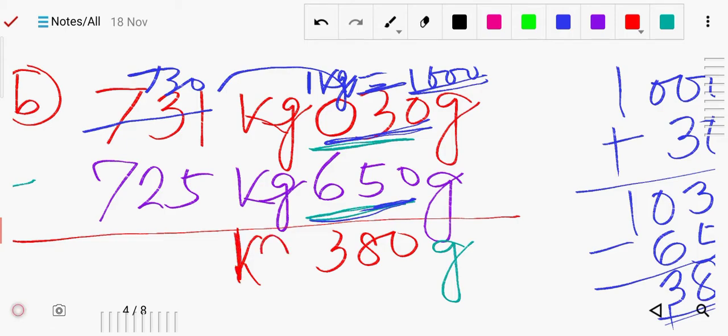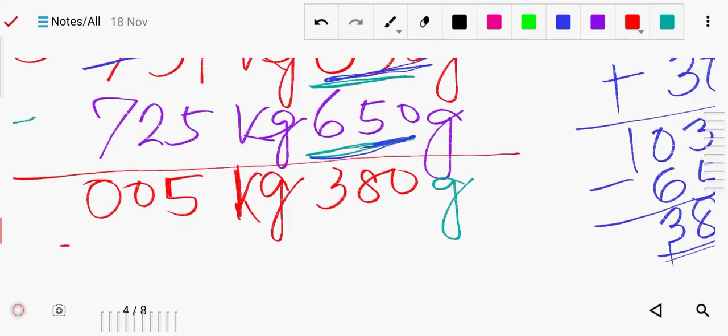Okay, so write here kg. Now here is 730, now left. So here is 725. So 0 minus 5, so 10. So 10 minus 5, 5. So this side will be 0, 0. So now your answer is 5 kg 380 gram.